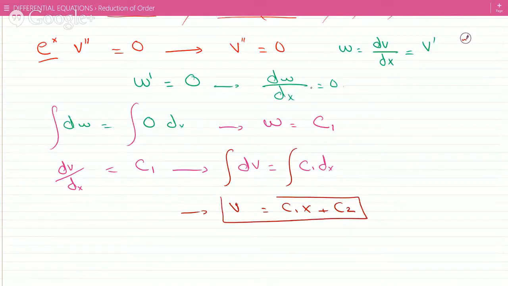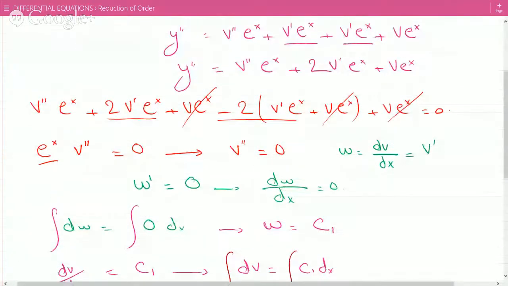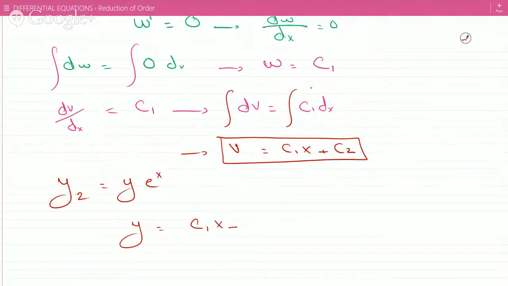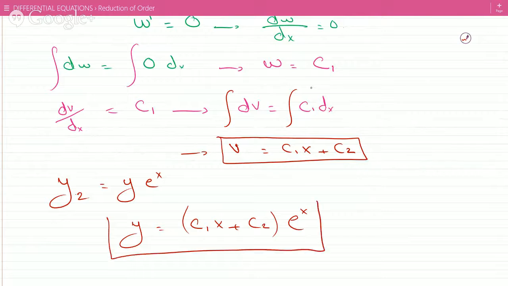And you know that y2 is equal to v e to the x from the very original substitution. So that means y will equal this times e to the x. So this, using reduction of order, we were able to figure out what the second one is, y2. Does this make sense?